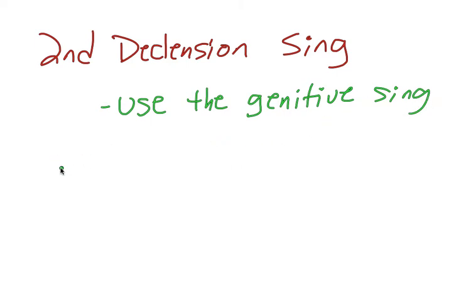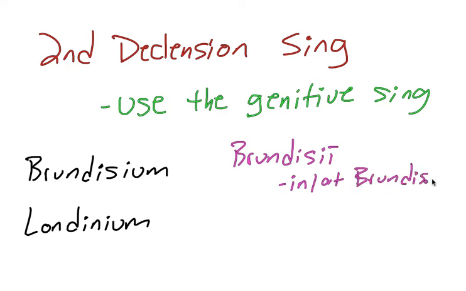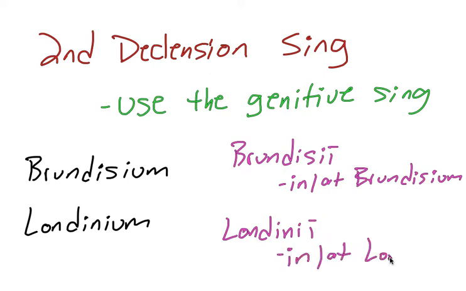Okay, and so there are several cities that are second declension that take locatives. I'm going to give you a couple. Brundisium, the famous port city on the eastern coast of Italy that led to Greece. So Brundisium is a second declension noun. Londinium, as in the city of London. If you wanted to form the locative, then you would use the genitive singular. So Brundisii would be in or at Brundisium, and then Londinii would be in or at London.